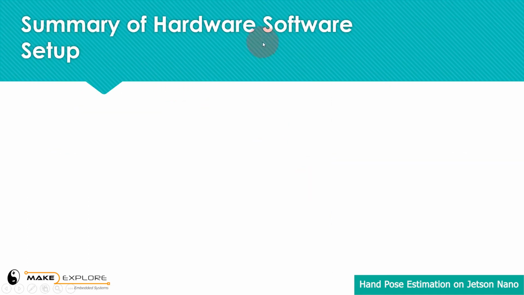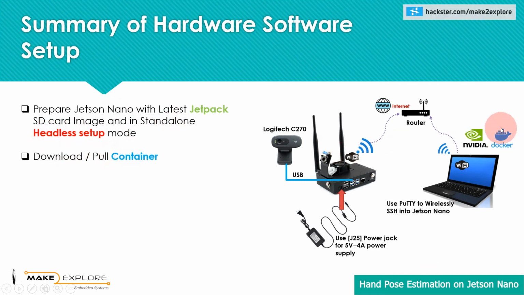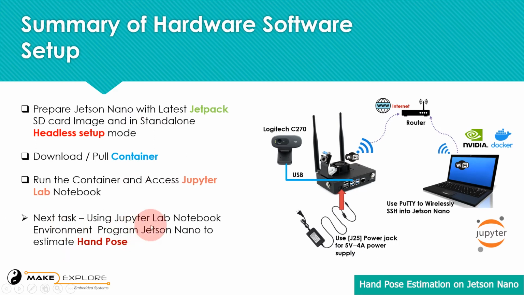So, before going forward, just make sure that you have completed following steps. First, you need to set up Jetson Nano to run headless. Then, download or pull the Docker container from NVIDIA's GPU cloud. Then, you have to run Docker container and access the Jupyter notebook into that. Once all the above setup is done, our next remaining task is to program Jetson Nano to estimate hand poses and classify them. For that we will use Python programming with different OpenCV and machine learning libraries. Let's see that in next session.